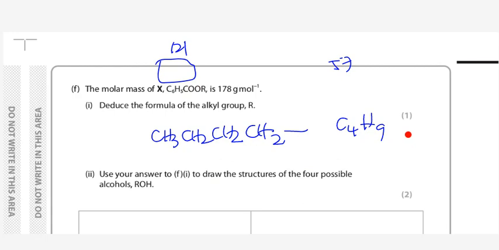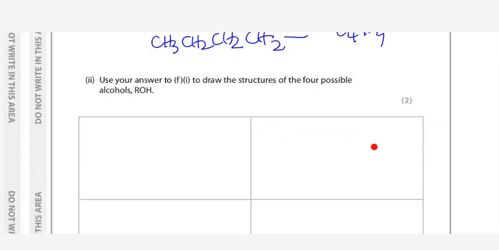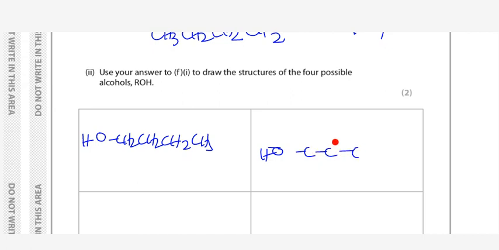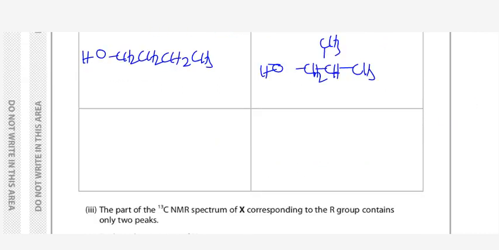Use the answer to F1. Draw the structures of the 4 possible alcohols. So you can draw butanol, straight chain butanol, right? And you can draw a branch now at this point. And then you can draw a branch in the first carbon, OH carbon, CH3, CH, CH2, CH3. There are 3 possibilities so far I have drawn.